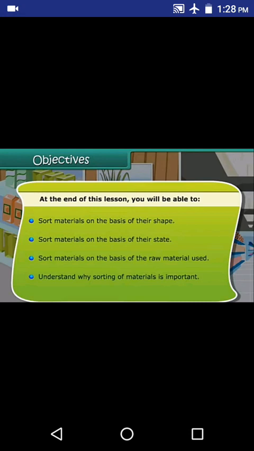So, let's start. First, let's have a look again at the objectives. What we are basically going to study in the chapter. We are going to study how to sort the material on the basis of their shape, their states, and the raw material which is used to make them. And last, we are going to understand why we are separating the material into groups and what is the importance of separating them into specific groups. So let's start.